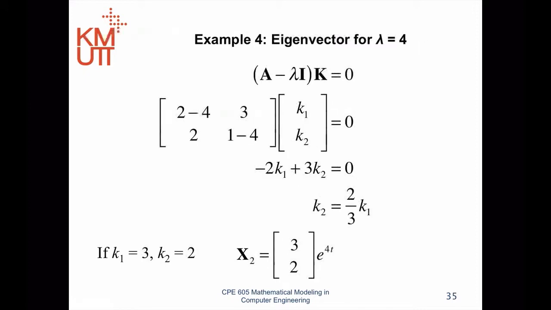If lambda equals 4, then we will have 2 minus 4 and 3, 2 and 1 minus 4. And this is minus 2 and 3. Multiplying the first row to this column, we have minus 2k1 plus 3k2 equals 0, meaning that k2 equals 2/3 k1. If we let k1 equals 3, then k2 would equal 2. Then we have the eigenvector (3, 2) corresponding to the eigenvalue 4.